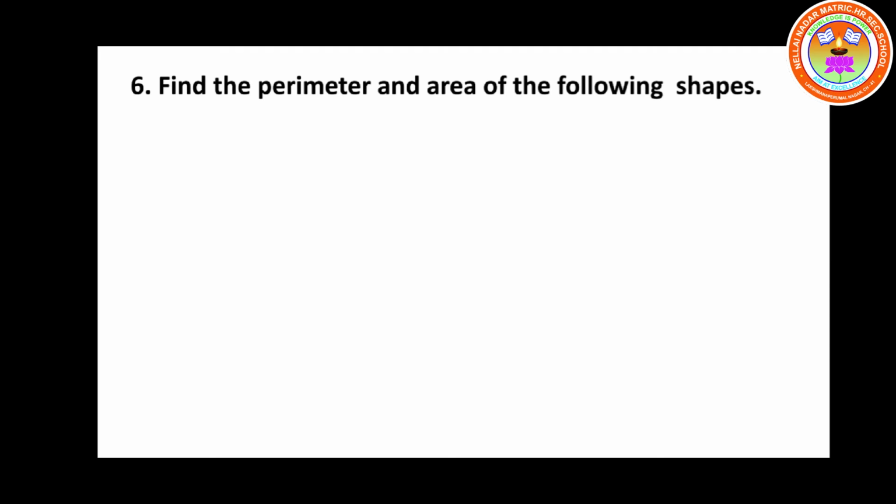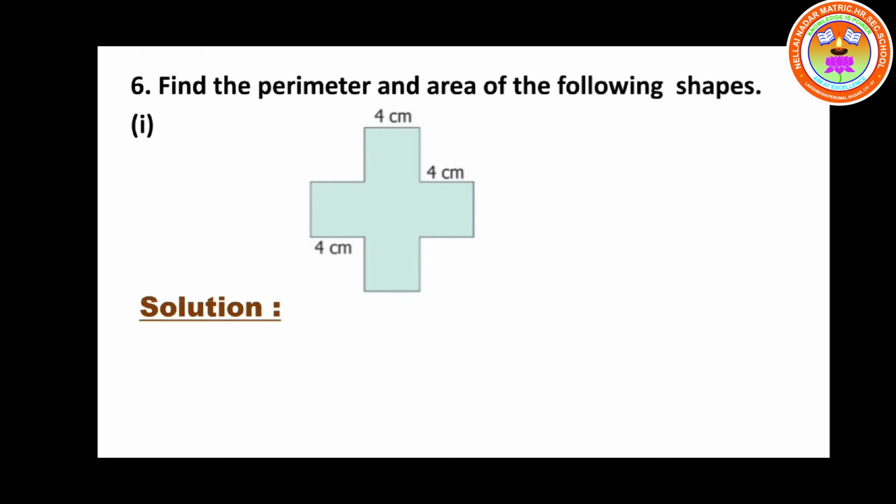Find the perimeter and area of the following shapes. Okay, you have to find the perimeter and also area of the following shapes. Subdivision 1. Okay, they are given this shape. Now you have to find the perimeter.